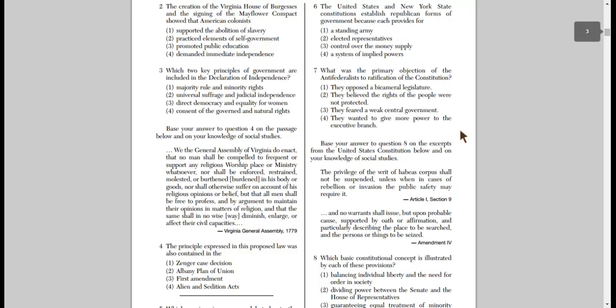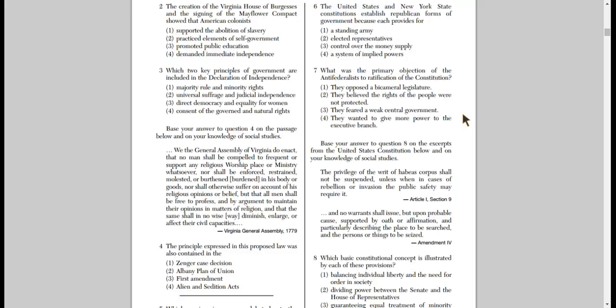All right, number 7. What was the primary objection of the anti-federalists to ratification of the Constitution? All right, so I'm thinking to myself, anti-federalists. They didn't like big government and they wanted the Bill of Rights. So let's see if there's something like that in the answer. 1, they opposed a bicameral legislature. 2, they believed the rights of the people were not protected. 3, they feared a weak central government. 4, they wanted to give more power to the executive branch. All right, so pause, get rid of 2, choose your answer, and come back.